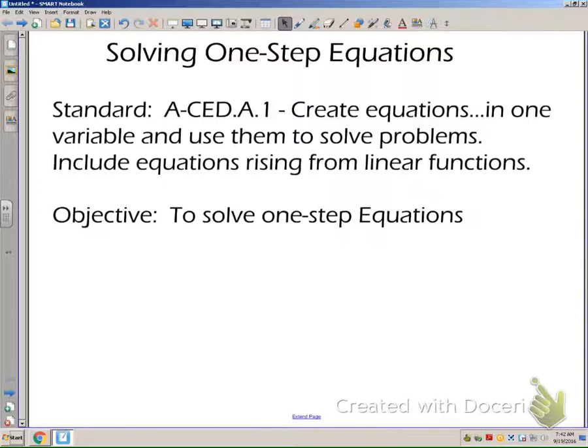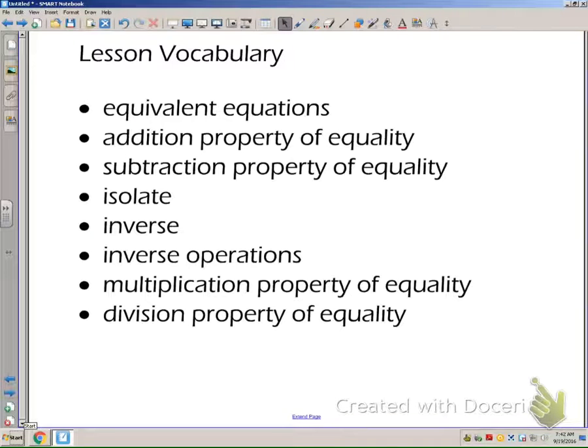And we're going to include equations arising from linear functions. We'll get further into that as we progress through the chapter. But the main vocabulary that I hope you take away from this lesson is equivalent equations, the addition property of equality, subtraction property of equality, isolate, inverse, inverse operations, multiplication property of equality, and the division property of equality.